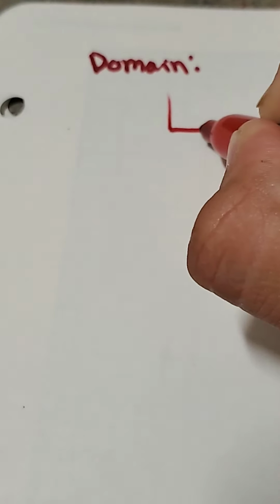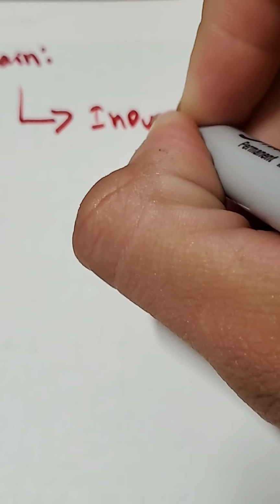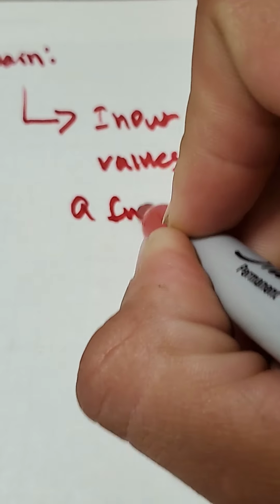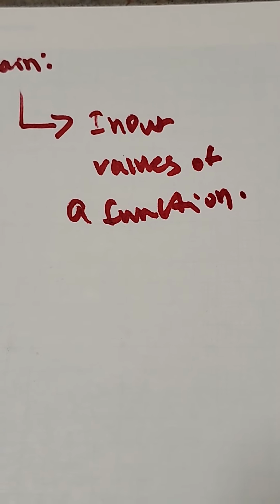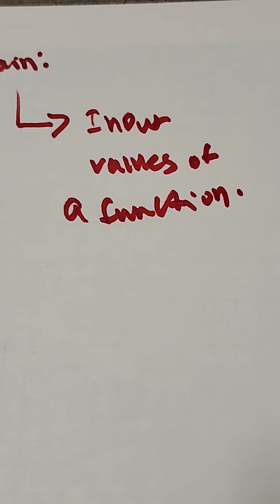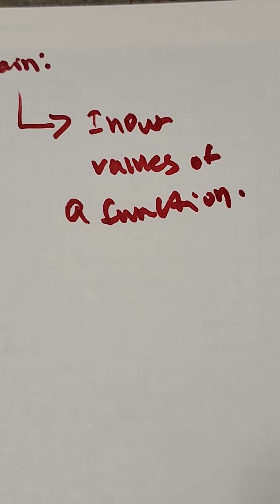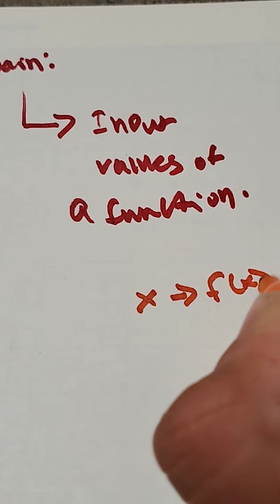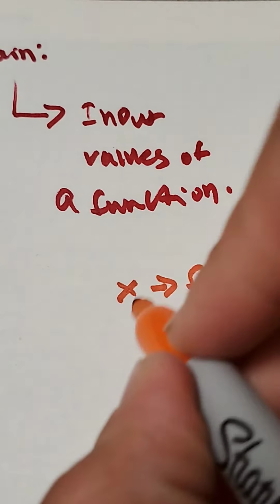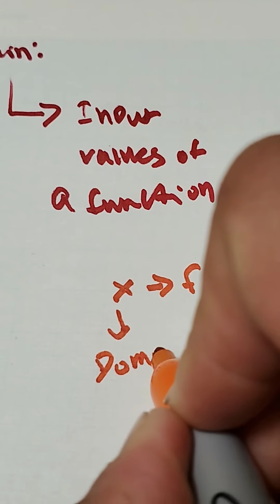So previously we defined the domain as the input values of a function. Sorry for my horrible writing, but we defined the domain as the input of a function. So essentially what this means is, if you guys remember, for every x, we get an f of x. So this x will be our domain.